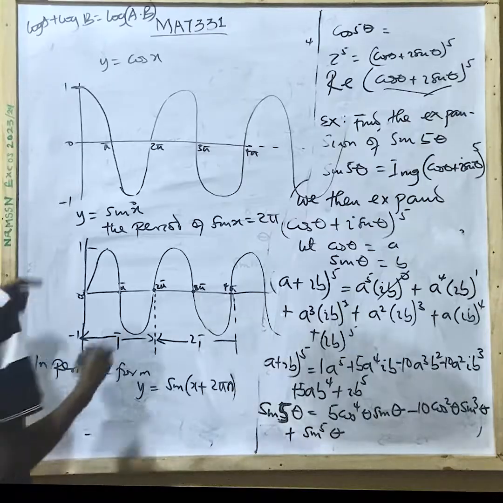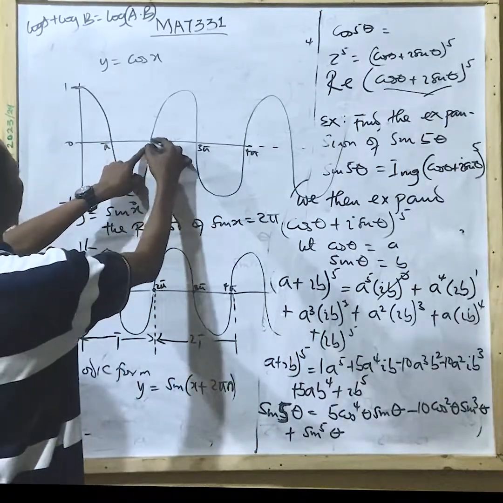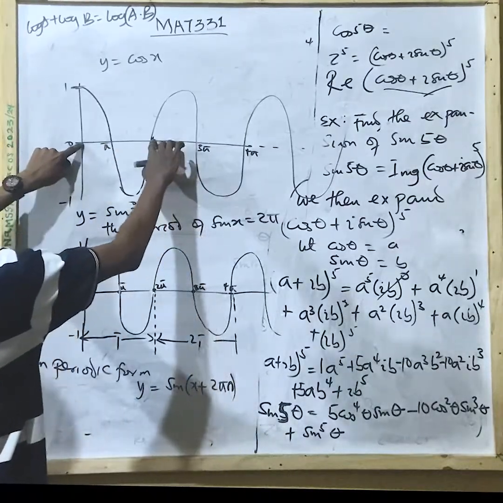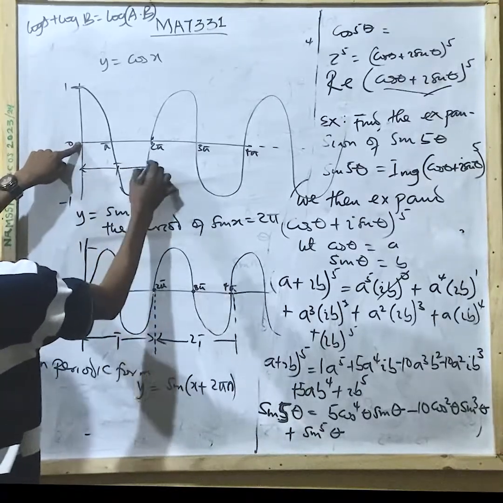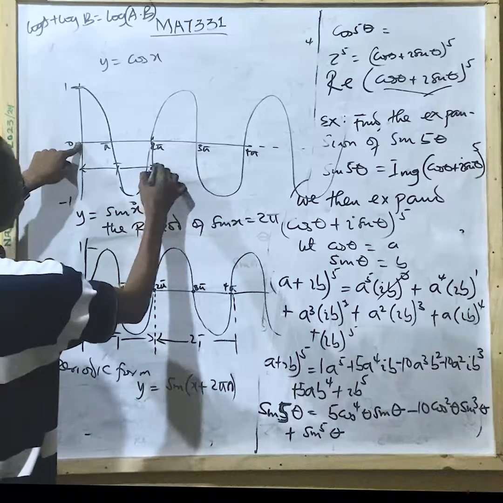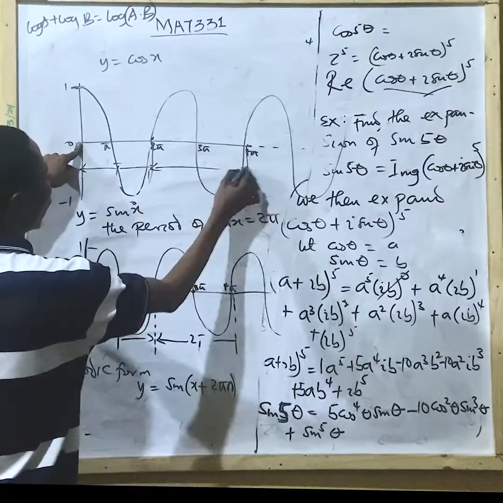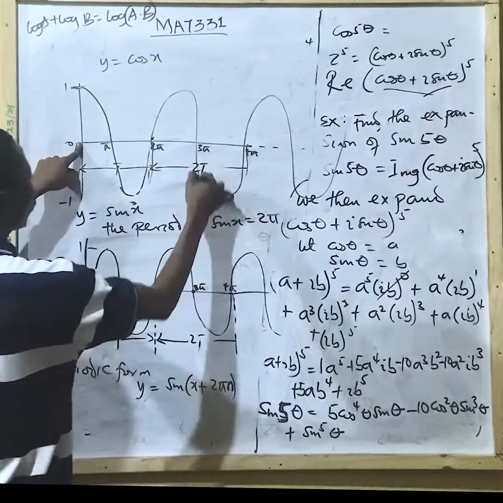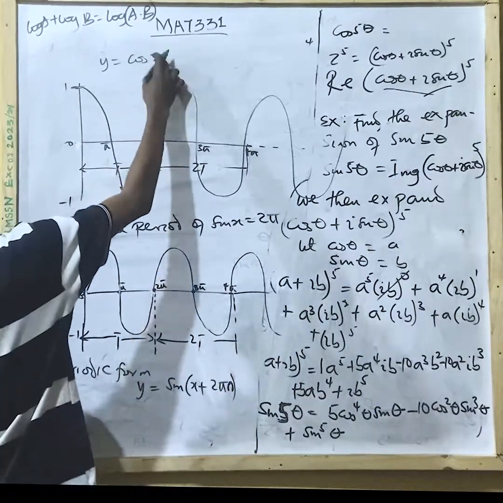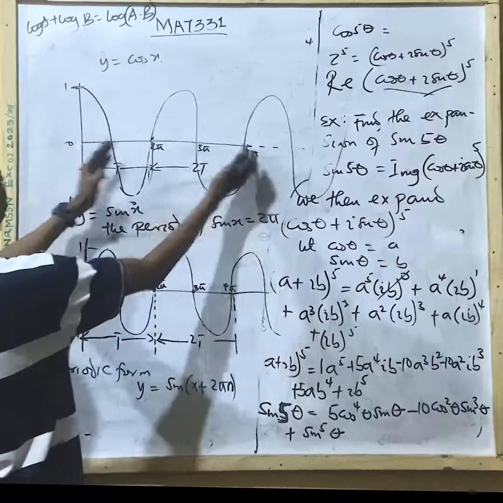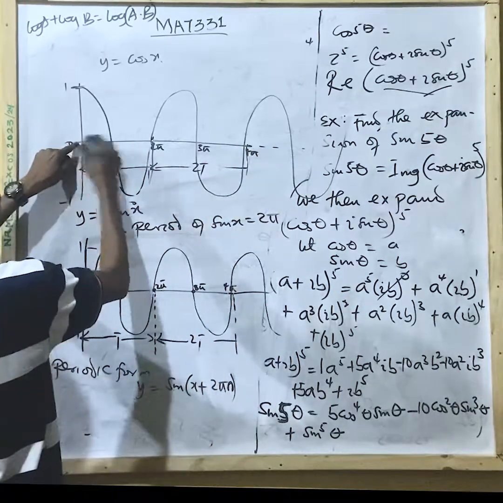So this simply tells us that from here to here is one complete cycle, and the time from here to here is one period, capital T. From here to here is another complete cycle, and the time from here to here is another T, making 2T. So if I want to express cos x in periodic form, the period of cos x is 2 pi, because from here to here is 2 pi.